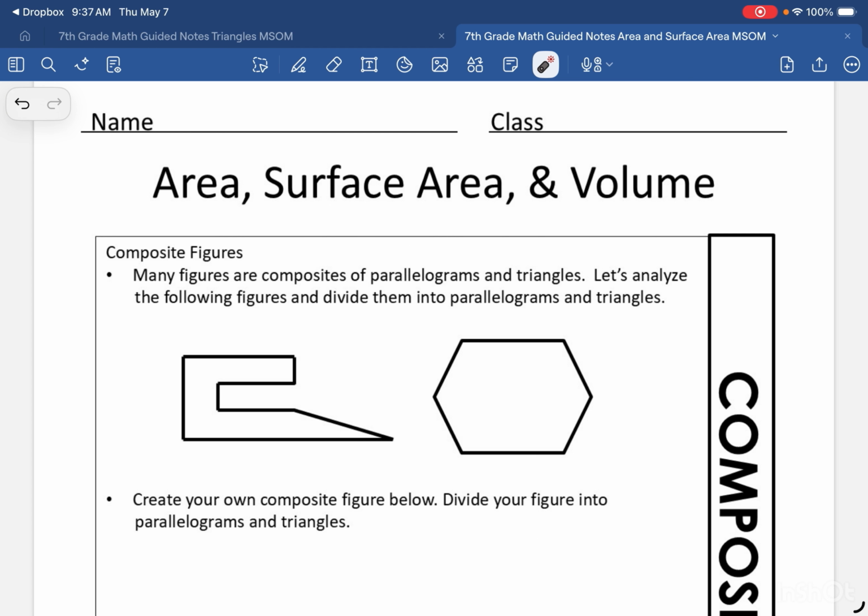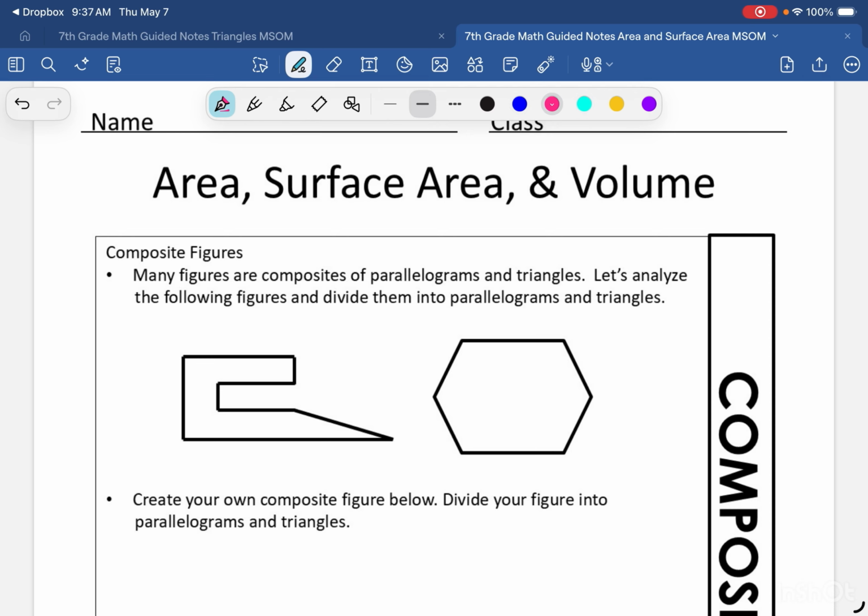Many figures are composites of parallelograms and triangles. So that means that the figure is made up of parallelograms and triangles. Let's analyze the following figures and divide them into parallelograms and triangles. Now I'm going to do it one way, but this is not the only way to do it. There are different ways that you could divide these up.